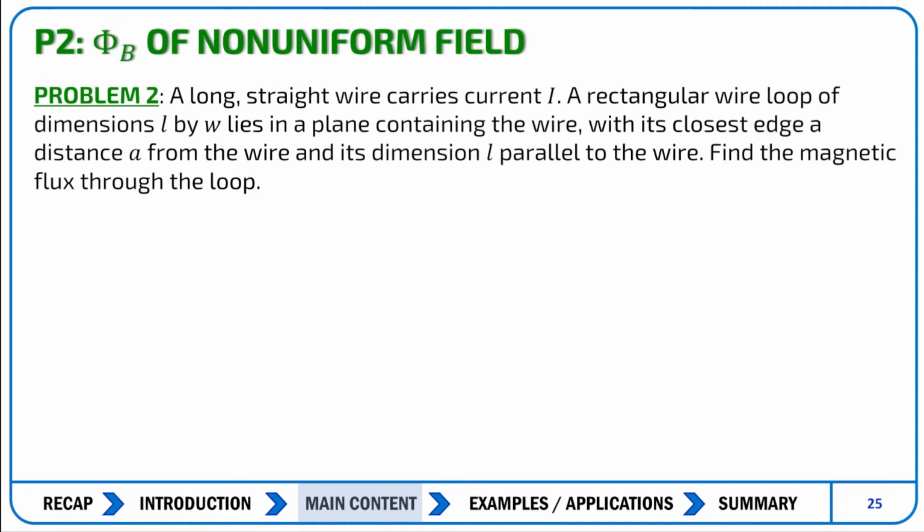In problem 2, we have a long straight wire that carries a current of I. A rectangular wire loop of dimensions L by W lies in a plane containing the wire. So let's just start by drawing a diagram as we go along. We have a long straight wire. It carries a current of I. And that means it's going to have a magnetic field that goes this way.